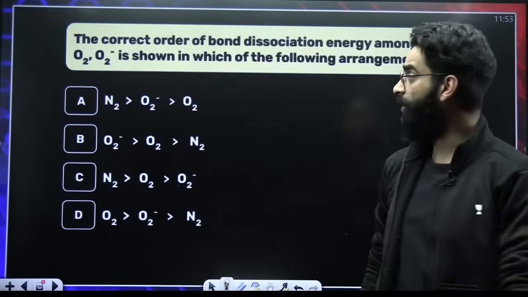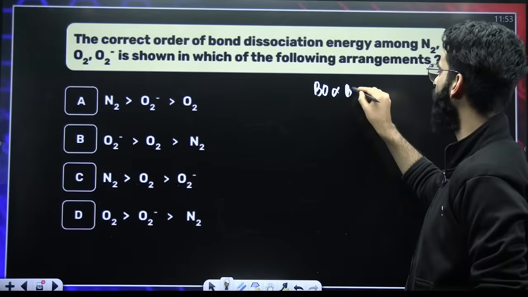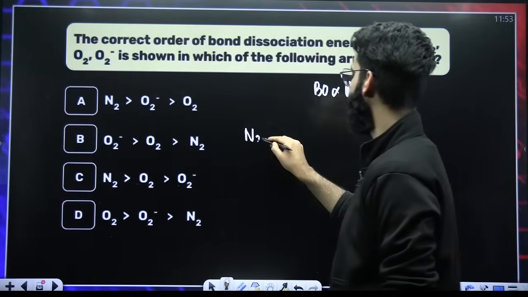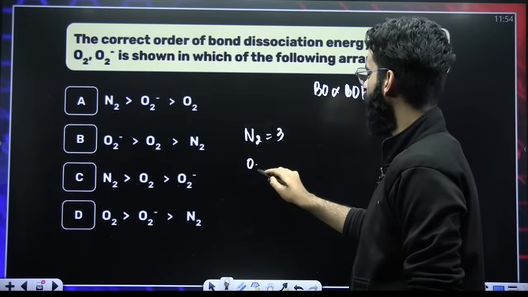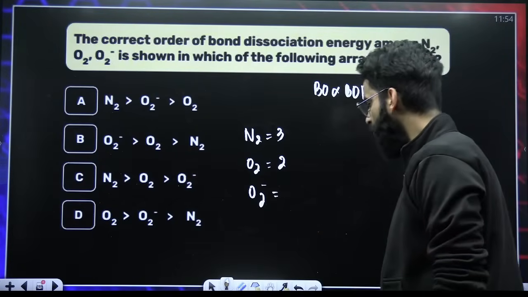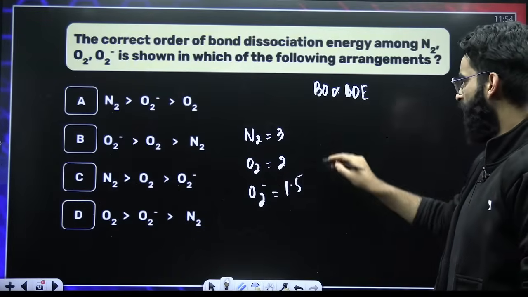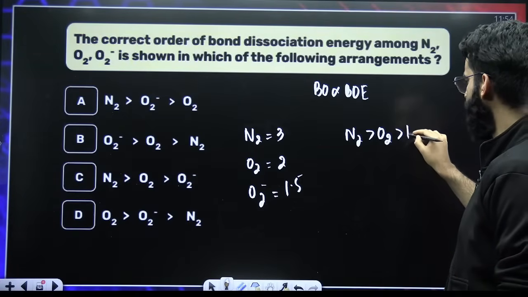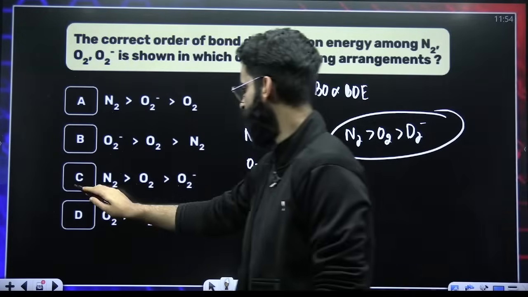We have to write the order of bond dissociation energy. We know bond order is directly proportional to bond dissociation energy. So calculate their bond orders. Bond order of N2 is 3. Bond order of O2 is 2. Bond order of O2 negative will be 1.5. Perfect. Whatever is the order of bond order, same is the order of the bond dissociation energy. So N2 greater than O2 greater than O2 negative.